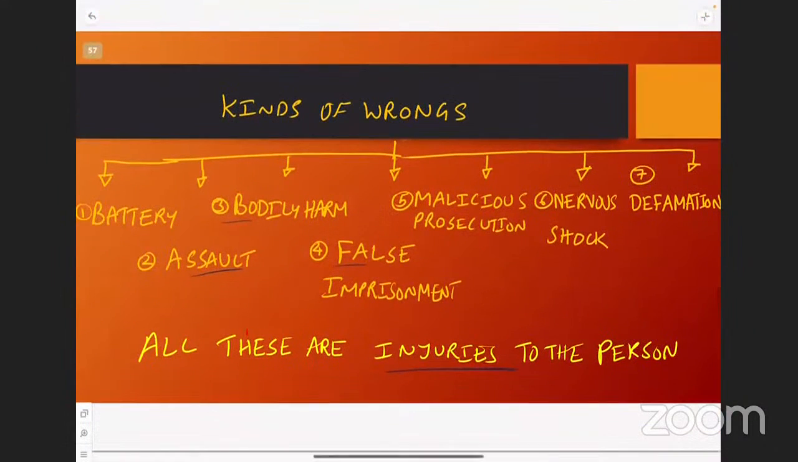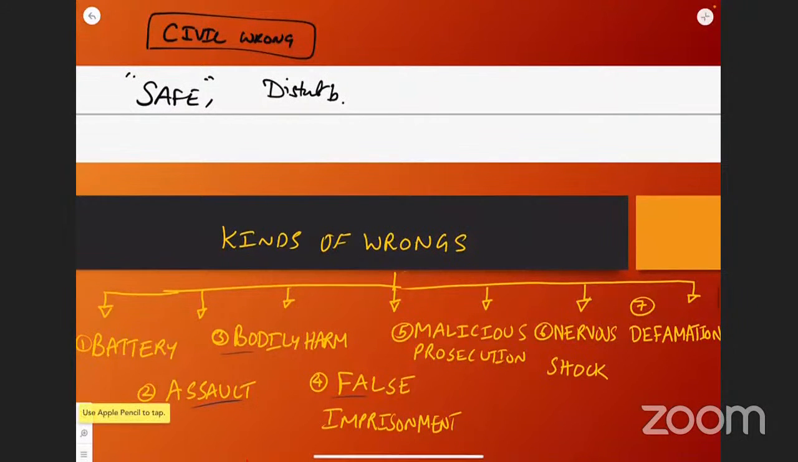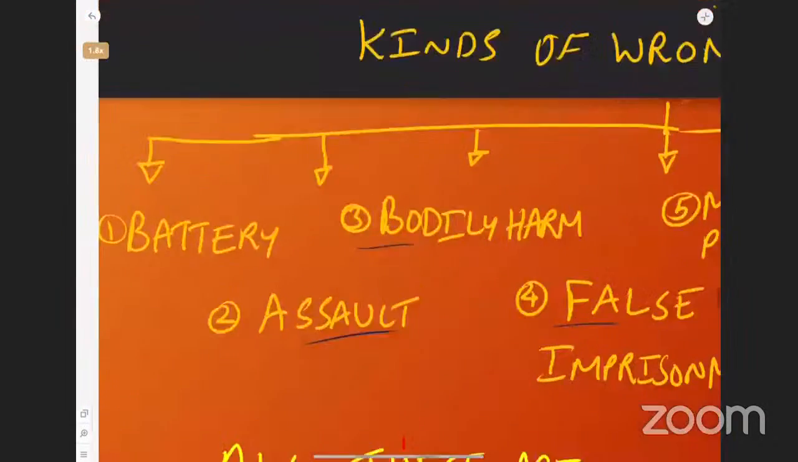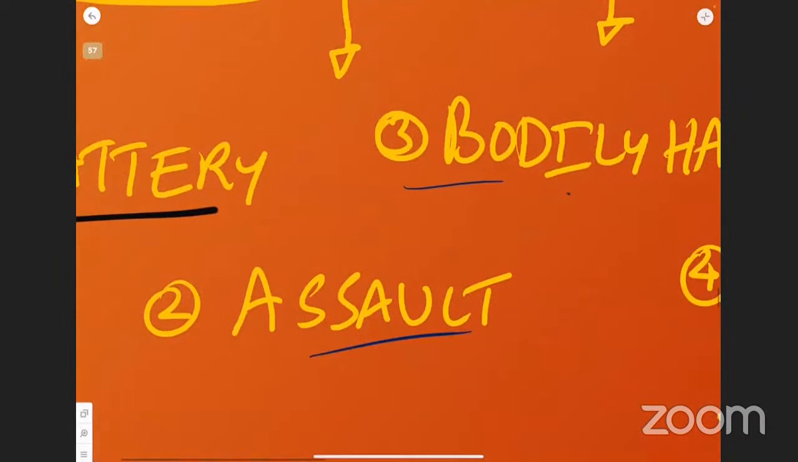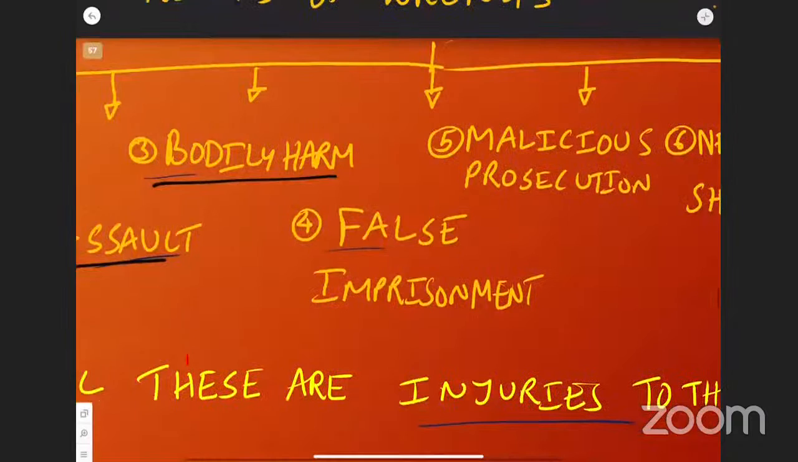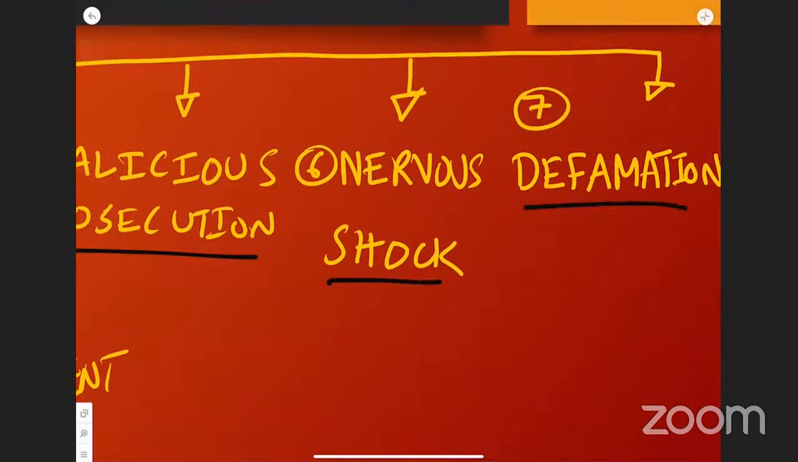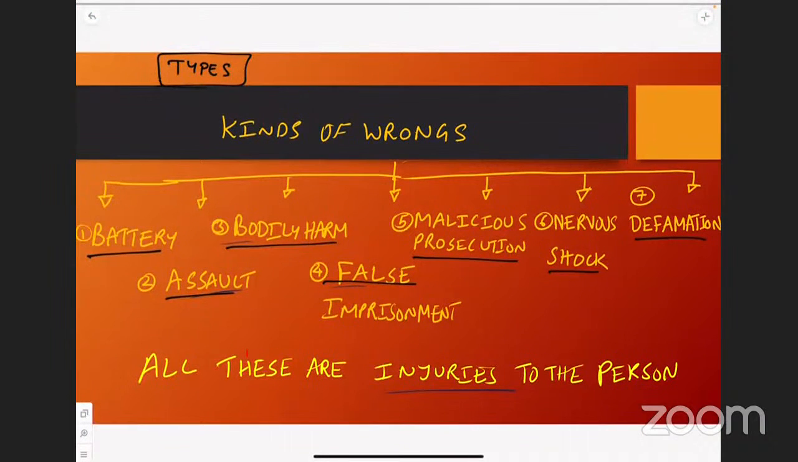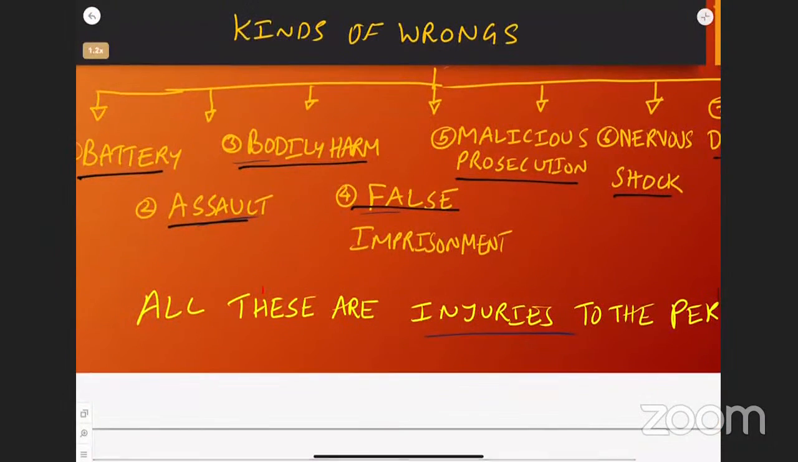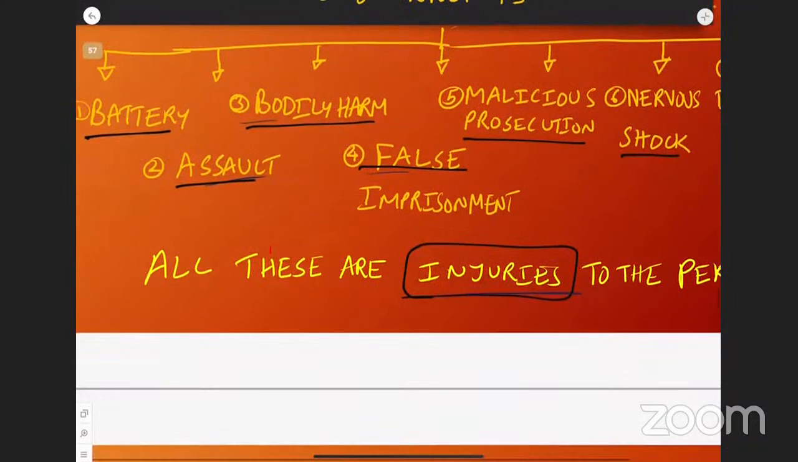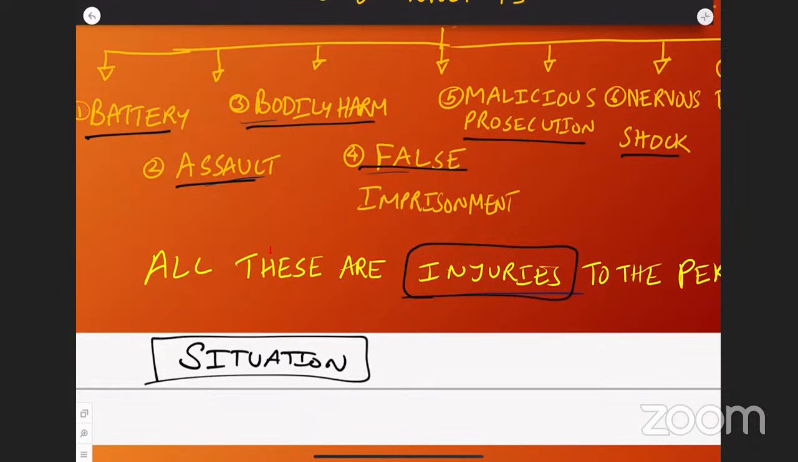So, when will you feel that? What are the different kinds of wrongs? We will understand the types or kinds of wrongs. We'll be studying battery, assault, bodily harm, false imprisonment, malicious prosecution, nervous shock, defamation. These are the main things. All these are injuries to the person. Think of yourself in this situation. That way you'll understand these points very well. You think you are the victim. So in JIGL, if you look at it from your angle, everything becomes easy.